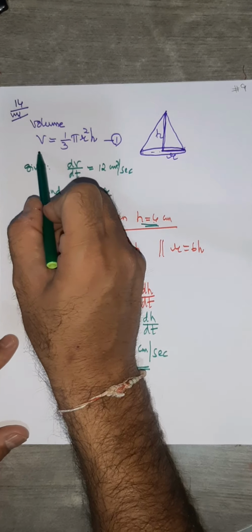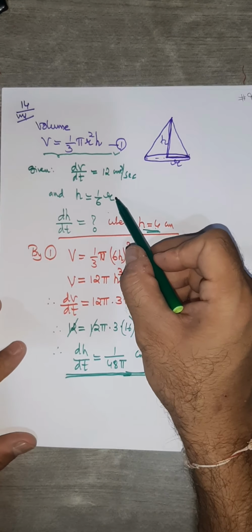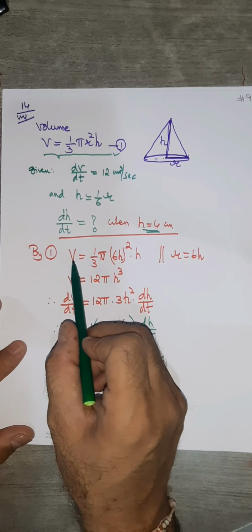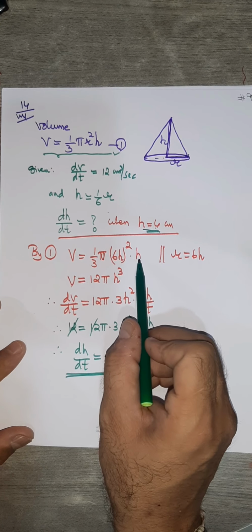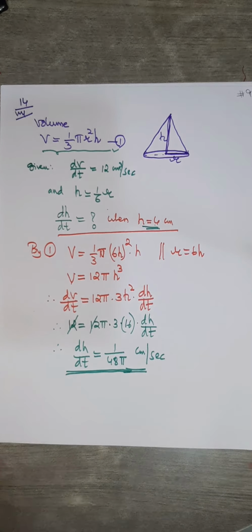The important one in that entire solution is this relation. And with the help of this, you have reduced this relation to just the form of volume and height. Why did we reduce it in this form? Because we want dh by dt, that's why.